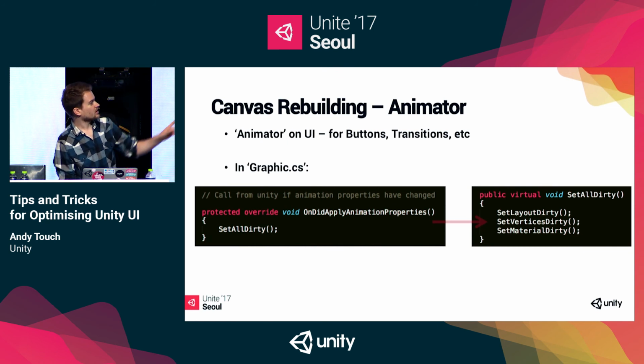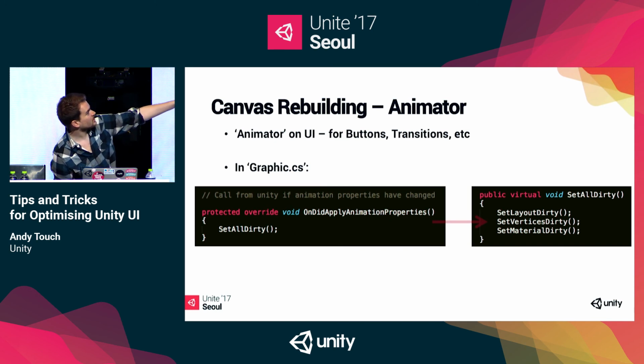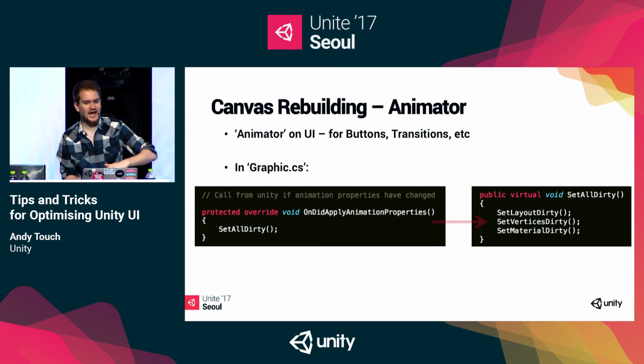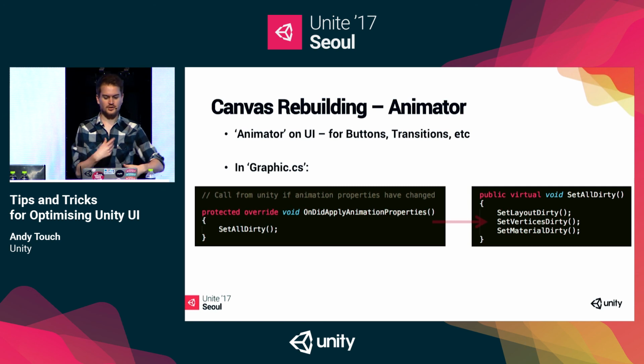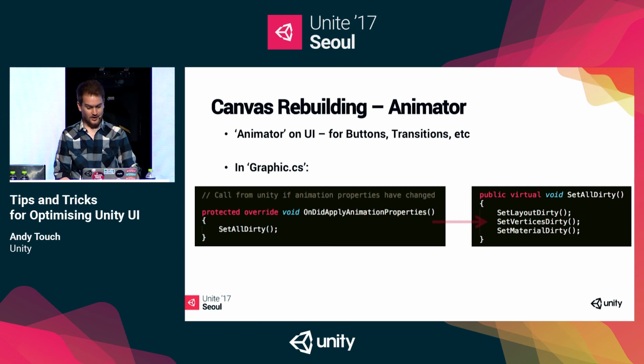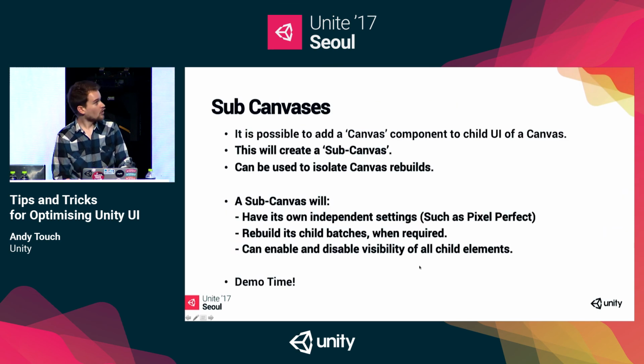The animator can also kick off lots of canvas rebuilds. And you see here, set all dirty on the graphic class. So if you animate any element using the animator, this could cause things to be dirty. And I know I'm out of time, but I need to point this out. One solution would be to sub-canvas things.